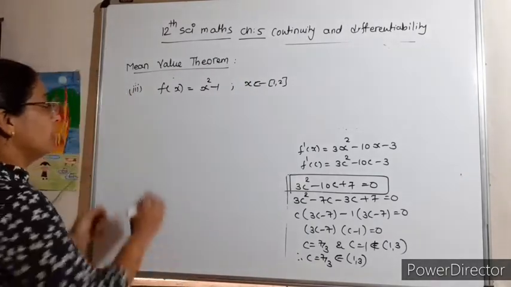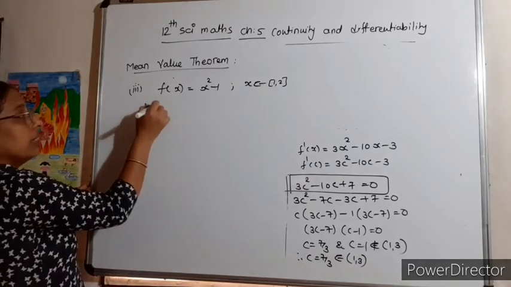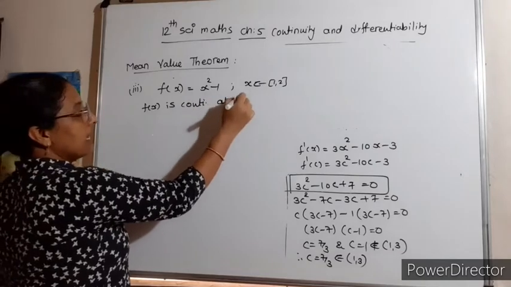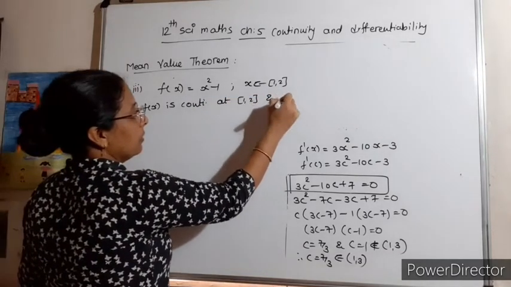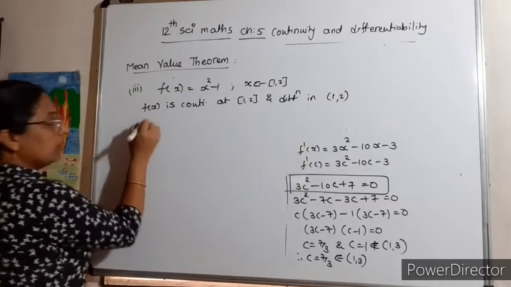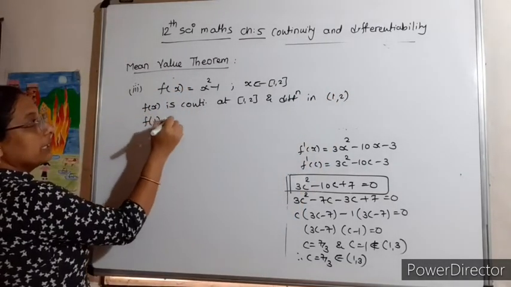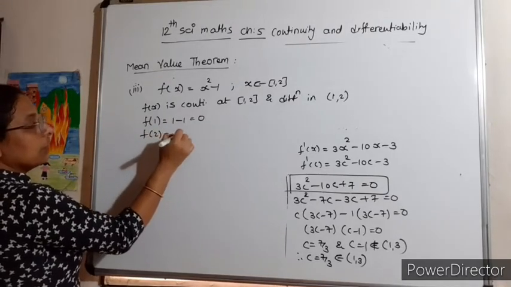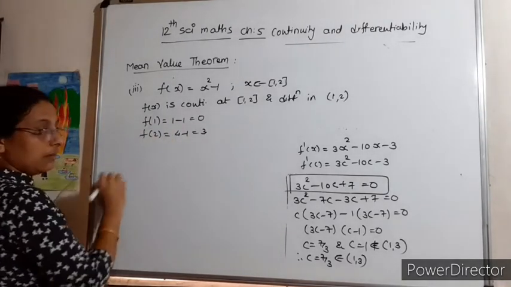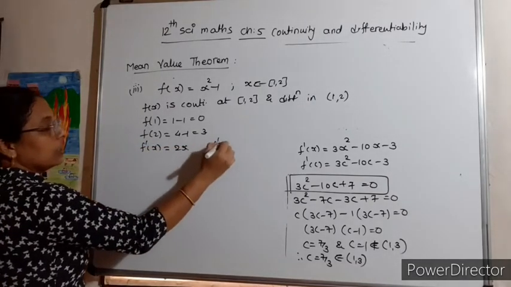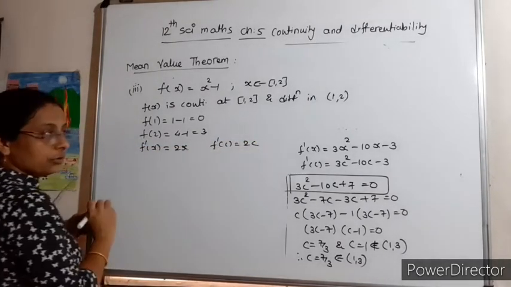So we'll do it. That is, here f(x) is continuous at [1, 2] and differentiable in the open interval. Then f(1) is 1 minus 1, 0. f(2) is 4 minus 1, 3. f'(x) is equal to 2x. So f'(c) is equal to 2c.